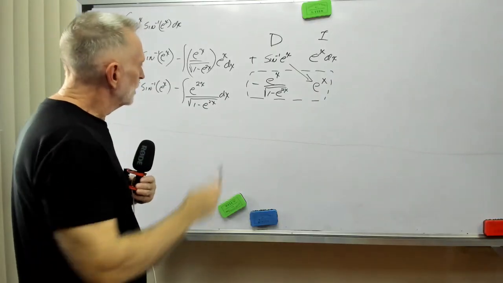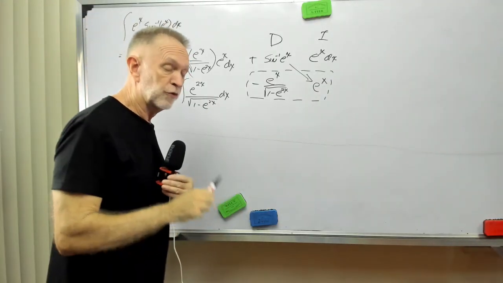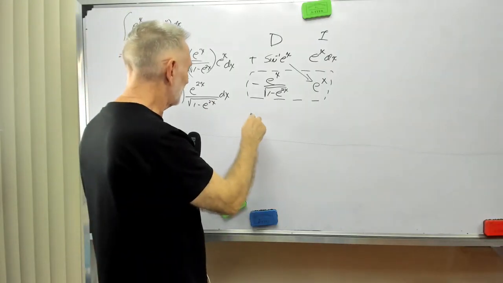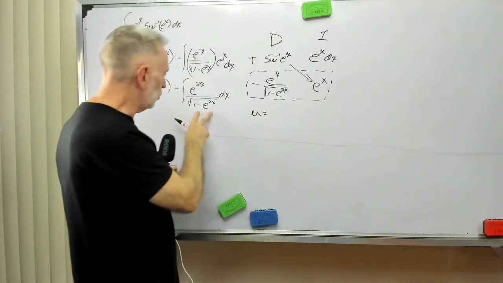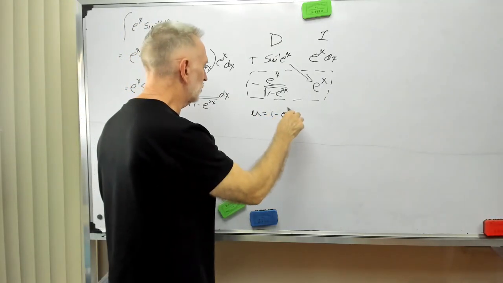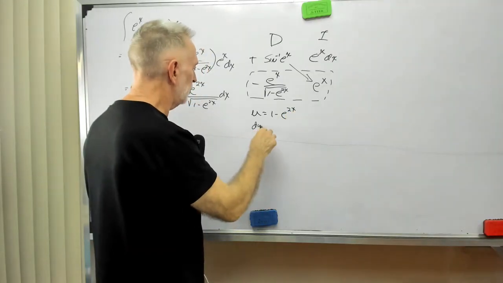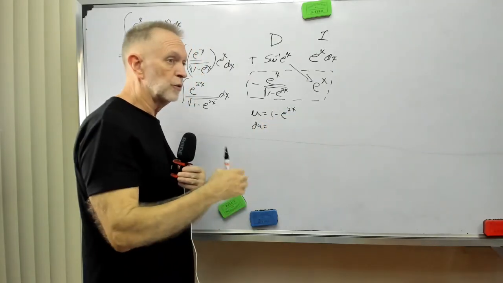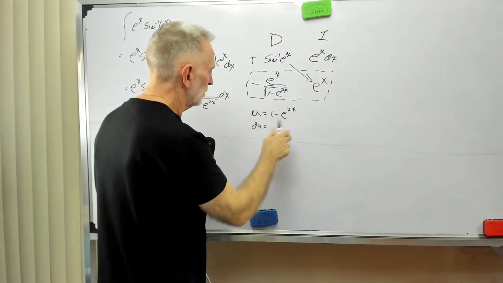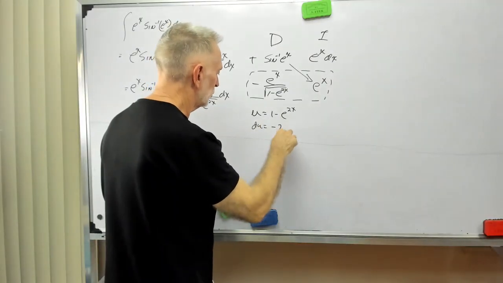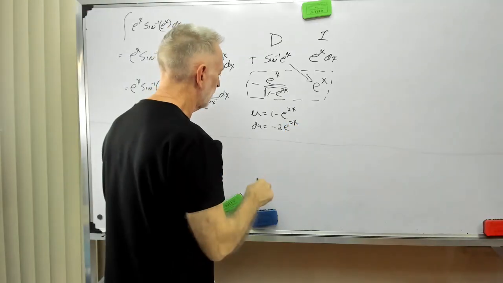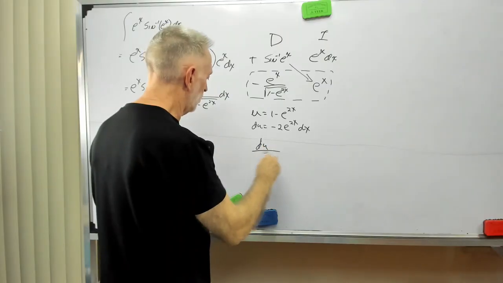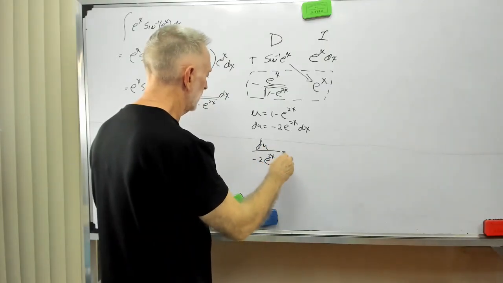Okay. Now we've used integration by parts. Now we're going to the u world, and we're using another tool. So we're going to let u equal 1 minus e to the 2x. Then du: the derivative of the constant is 0, and the derivative of e to the 2x is minus 2e to the 2x dx. So du over minus 2e to the 2x equals dx.